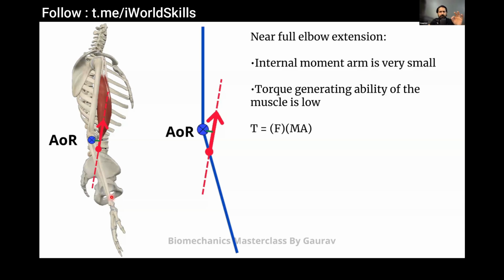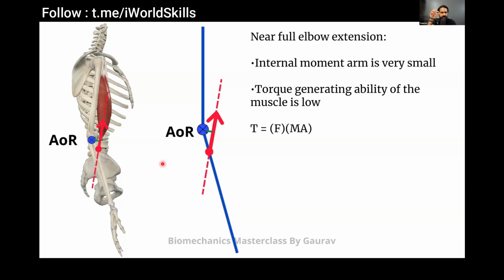In this position, you can clearly see the internal moment arm of the bicep muscle is very tiny. So doesn't that mean that the torque generating ability of the bicep muscle is going to be very low in this position? Because torque depends upon the length of the moment arm. If the moment arm is very short, the torque generating ability of the muscle is going to be very low. Do we all agree? Type one in the chat. Awesome. So in the starting position, the torque generating ability of the bicep muscle is very low.